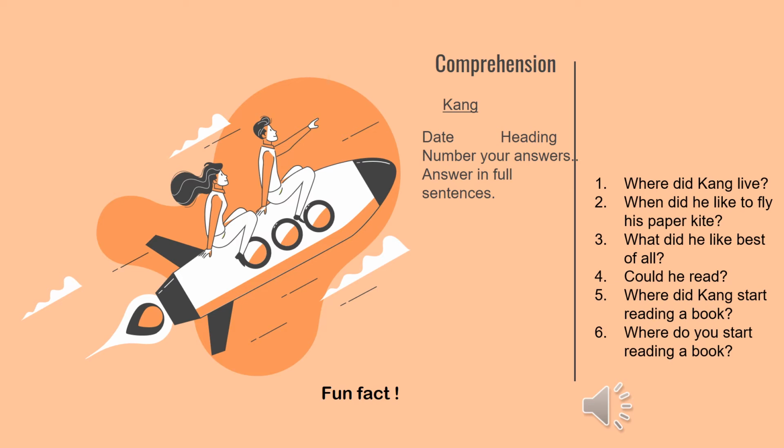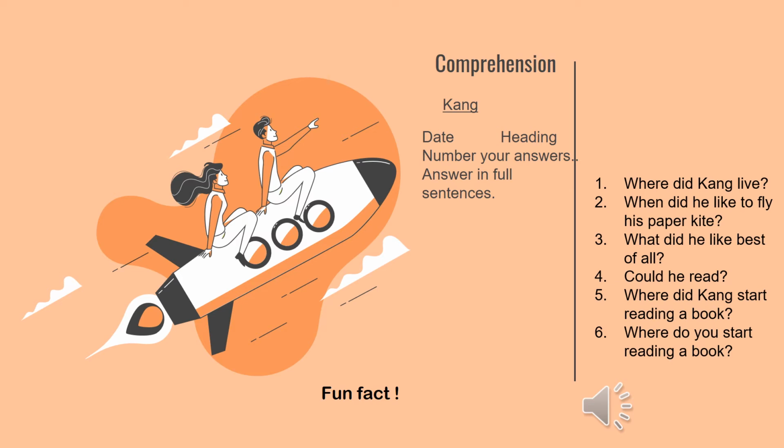Long ago, in China, there lived a little boy called Kang. He liked to run and play. On windy days, he liked to fly his paper kite. But best of all, he liked his lessons. He liked to read, starting at the back of the book and reading to the front.